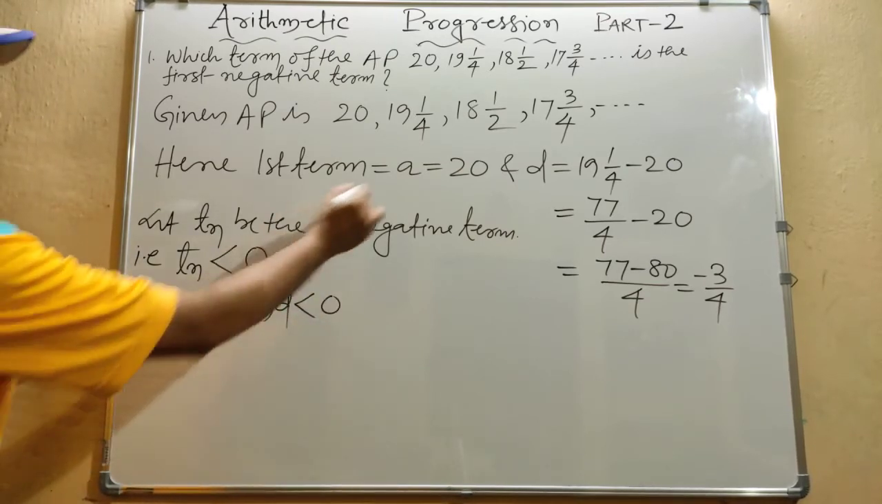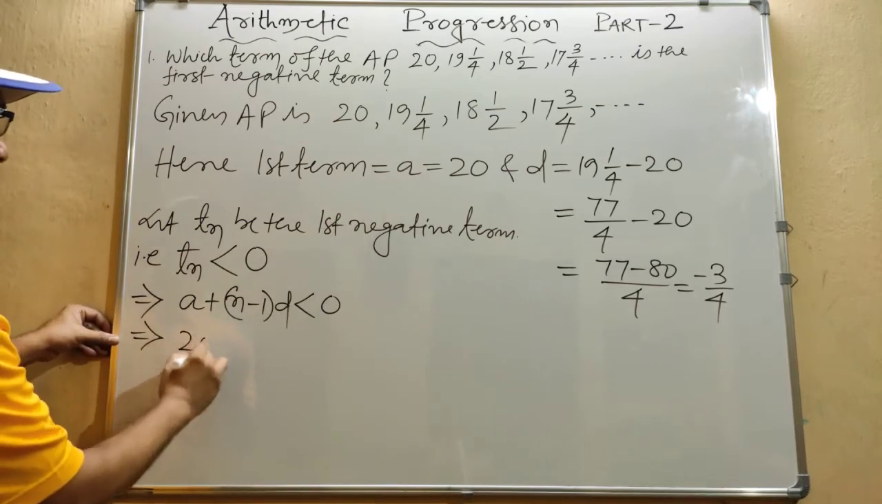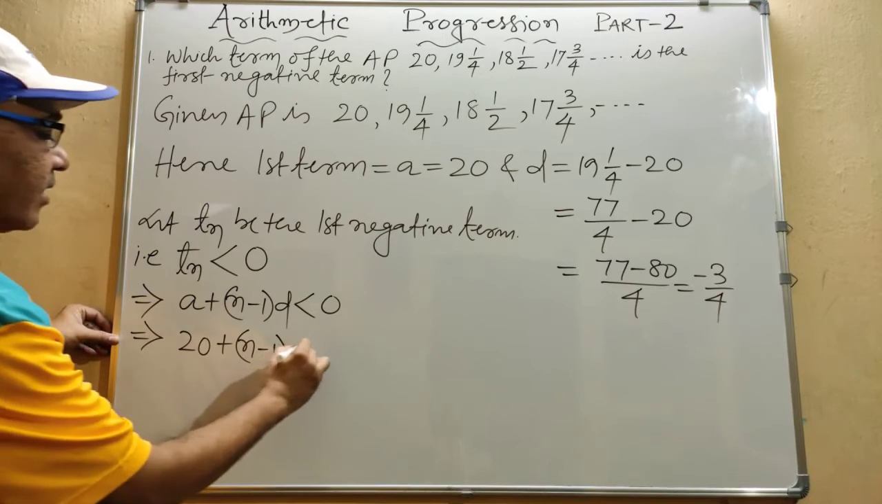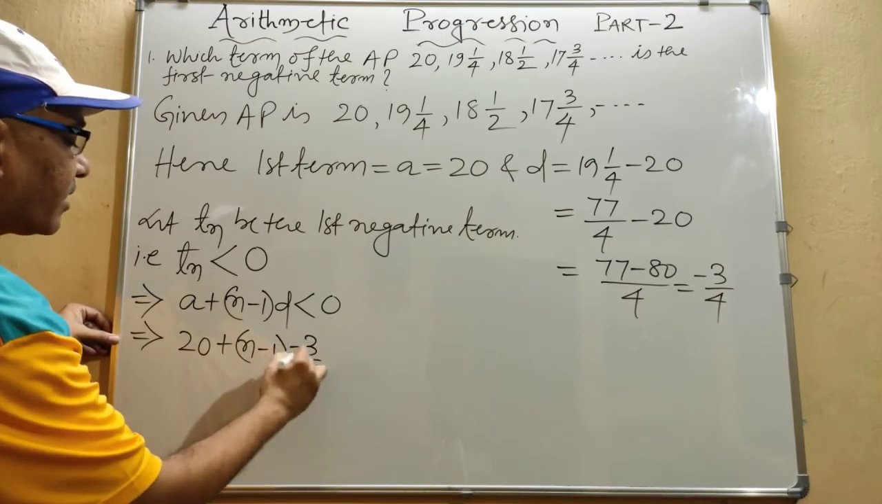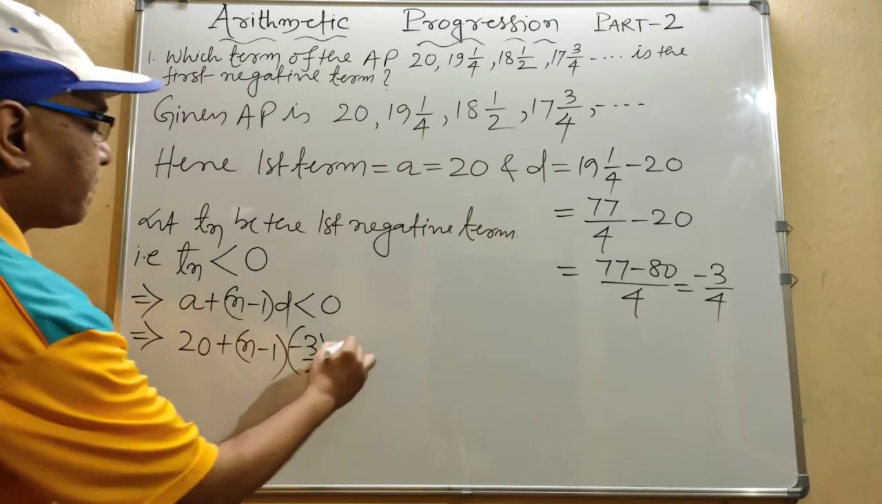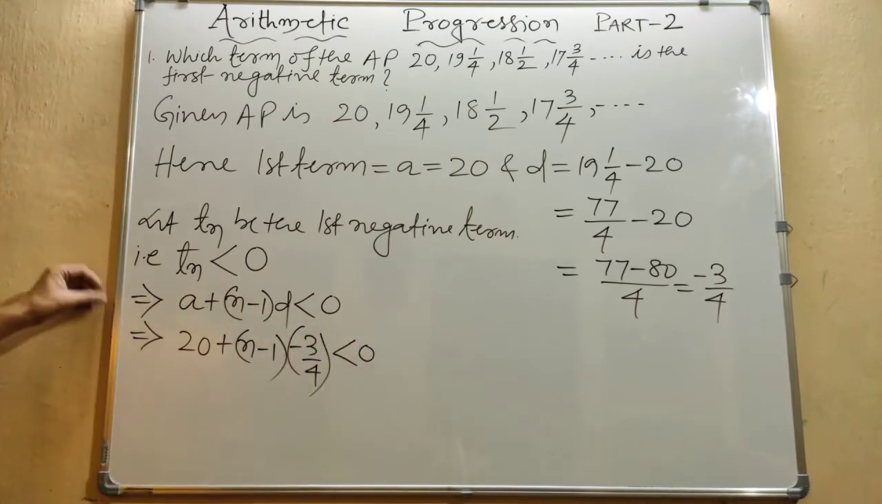What is A here? A is 20 plus (n minus 1) into D. What is D? Minus 3 by 4. Minus sign is there in the bracket, so you should keep it in bracket, less than 0.